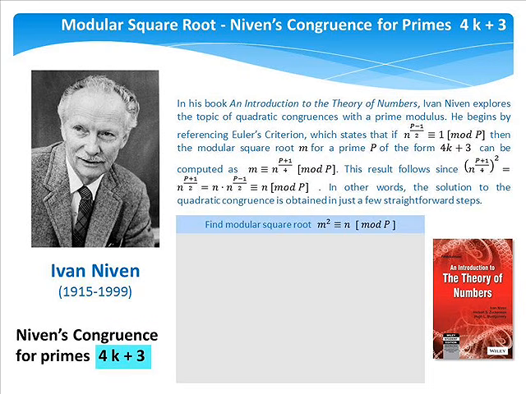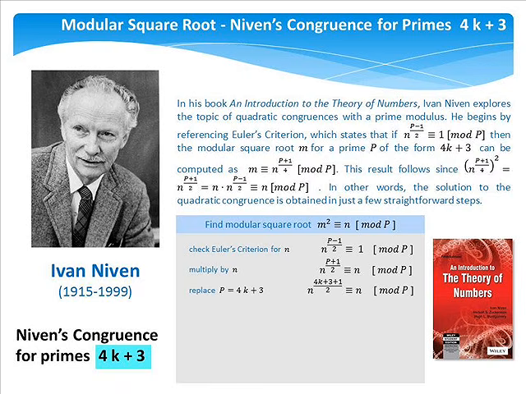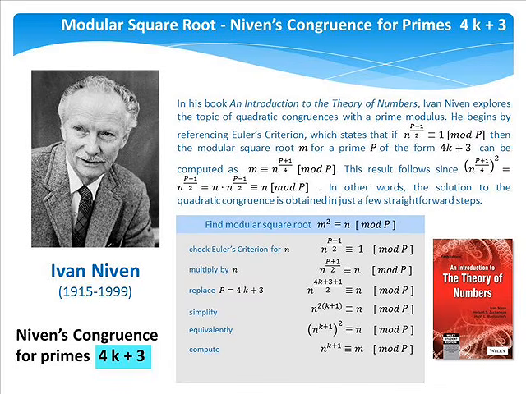To find the modular square root of n modulus a prime p of the form 4k plus 3, we begin by verifying Euler's criterion for n. Next, we multiply both sides of the congruence by n and substitute p as 4k plus 3, simplifying the exponent, which yields 2 times k plus 1, which can be expressed as the square of n raised to k plus 1. Finally, we compute the residue m of n raised to k plus 1 modulus p, leading to the solution. M squared is congruent to n modulus p.